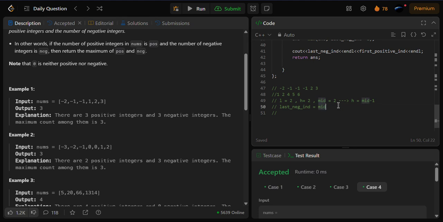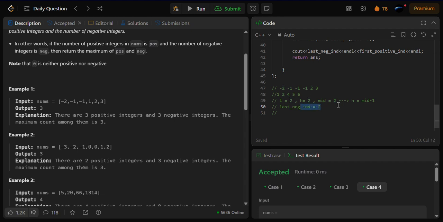So my last negative index will be the maximum of my previous index and the current index. Because I had at minus one, my previous index was one. Now I'm at index two, which is a negative index. So this would be two. This is my current last negative index.